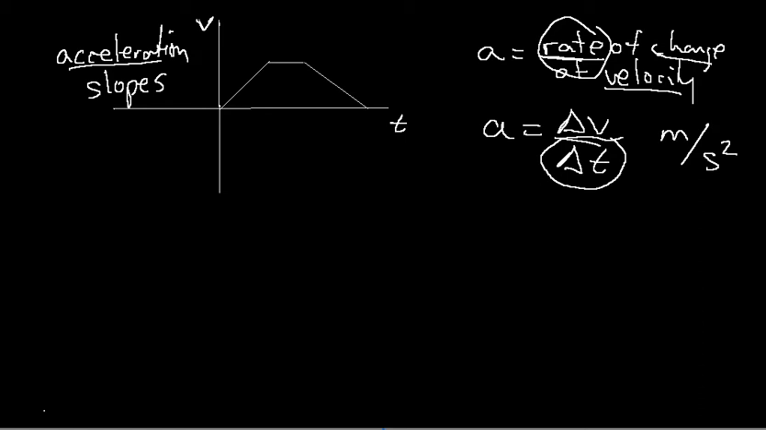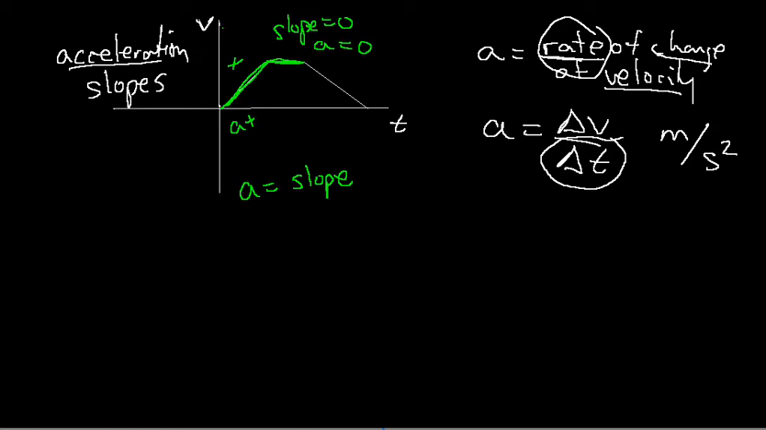Okay, so let's take a look at this. What is the slope in this interval? The slope is positive, so our acceleration is positive. And we can get the acceleration by looking at the slope. Here we have a horizontal line, so the slope is 0, therefore the acceleration is 0.